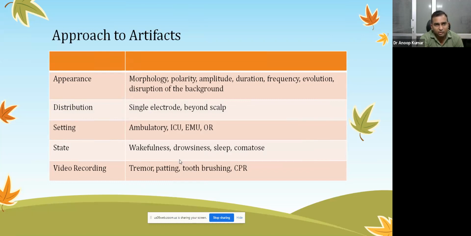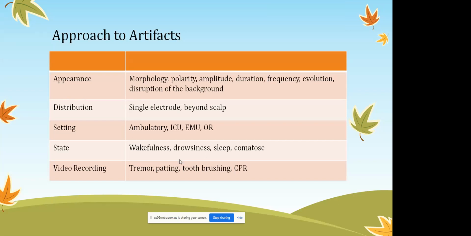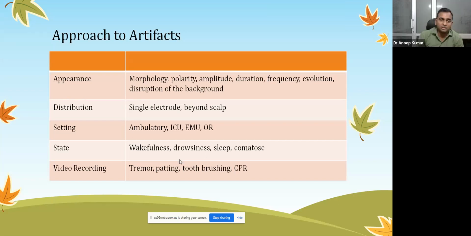Third point, we usually see whether this is an ambulatory EEG or this is an NICU or ICU EEG or operating theater. And the next point for evaluating artifact is we have to see the state of wakefulness, whether it is drowsy, whether the child is sleepy or comatose. Video recording helps us very much to see whether it is a tremor or patting by the mother, whether it's a toothbrushing artifact by the patient while we do long-term video EEG monitoring, or whether it's a CPR artifact in a patient who is dying.